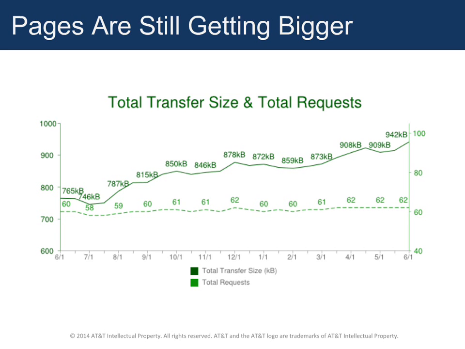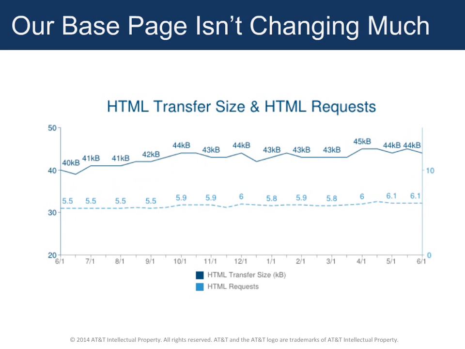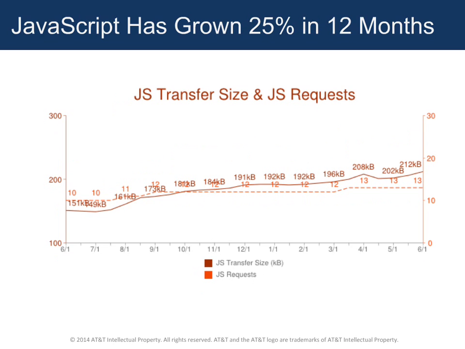The base size of the page, the amount of HTML we're sending, really hasn't changed that much. It would be interesting to see if all those people who haven't got gzip on turned it on, whether we could bring this transfer size down. But our base page isn't changing much. It's what we're putting in it that's changing. The amount of JavaScript we've got and the size of the individual files is growing. And as JavaScript is render blocking, this seems to be one of the things having an impact on the visual performance.